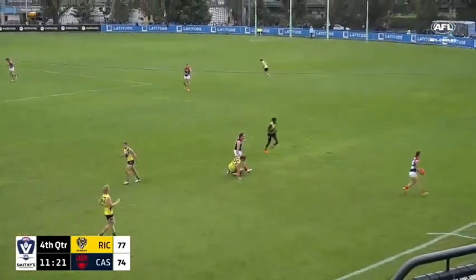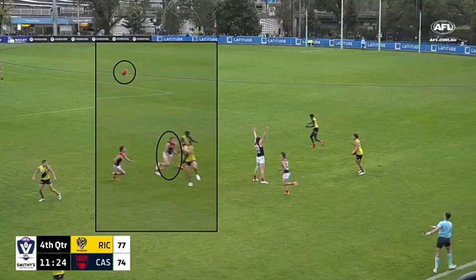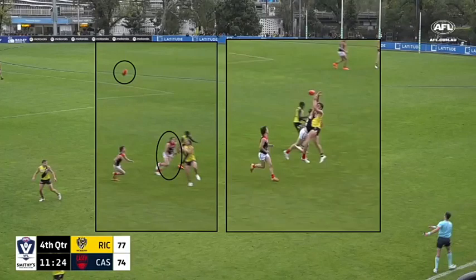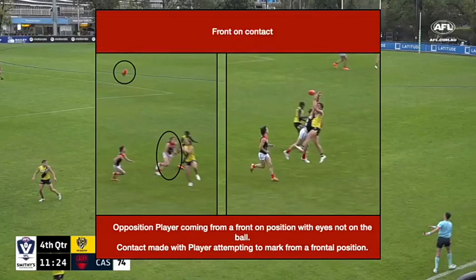Front on contact. Richmond. See where the ball is? Sam. Melbourne player, eyes not on ball. Contact made with the opposition player in the front-on position. Front on contact. Richmond.